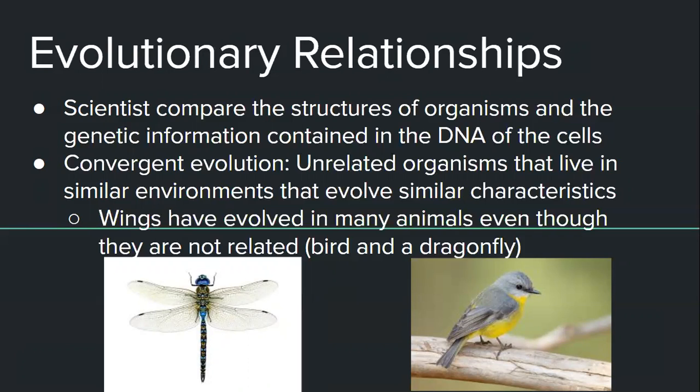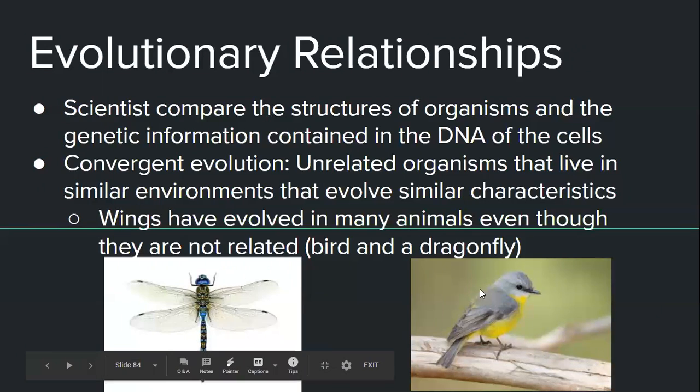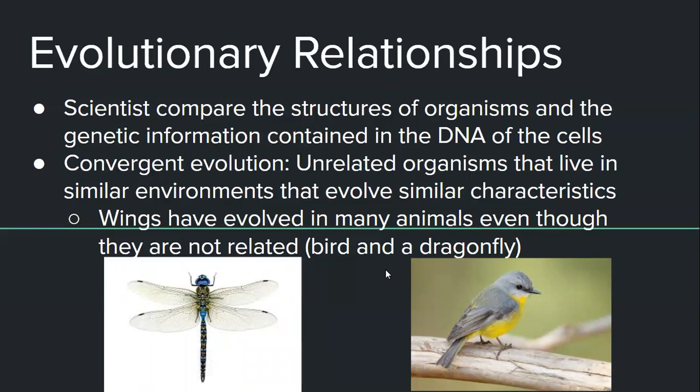So convergent evolution is just 2 organisms that are not related. For example, we have a bird over here and we have a dragonfly over here. They are not related at all, but they both were able to evolve wings because they needed to fly. Maybe they were trying to get away from predators. Maybe they grew up in the same area, not related, but they both have wings. They both evolved this trait or this characteristic. So that's all it's saying.